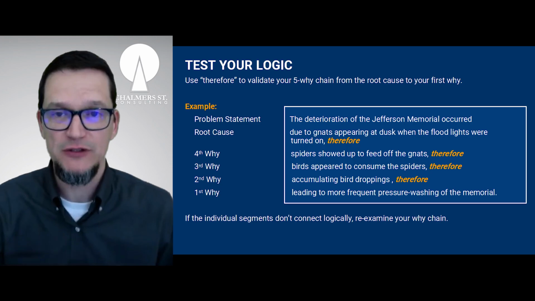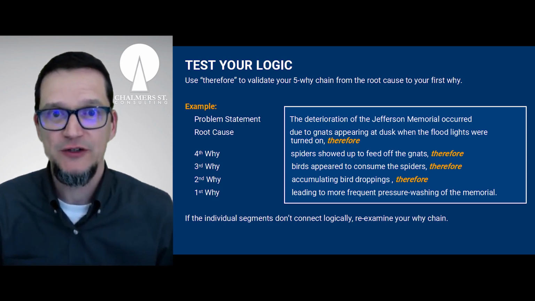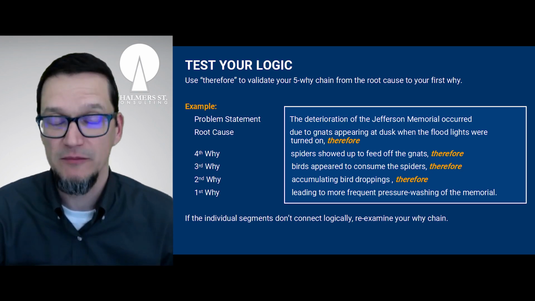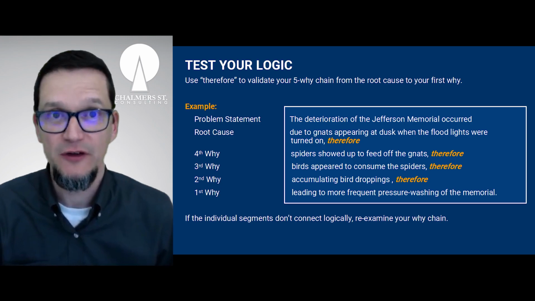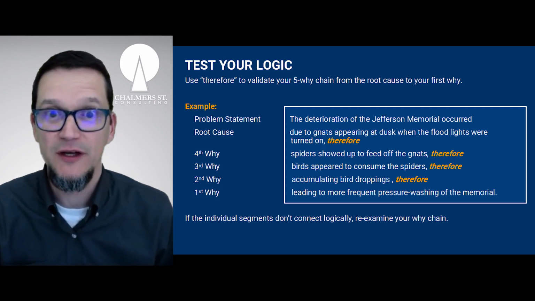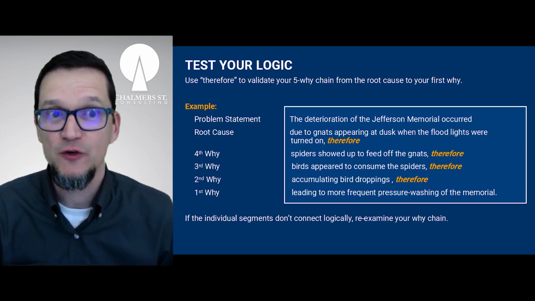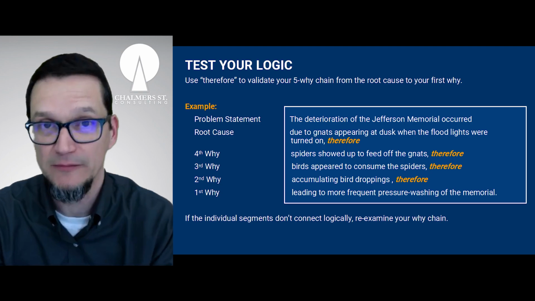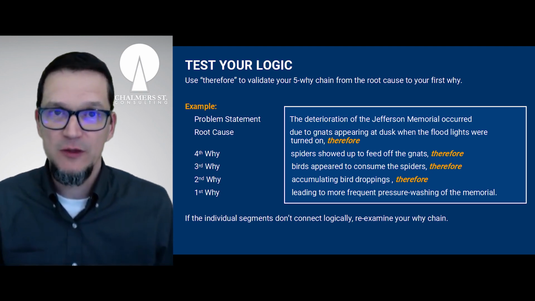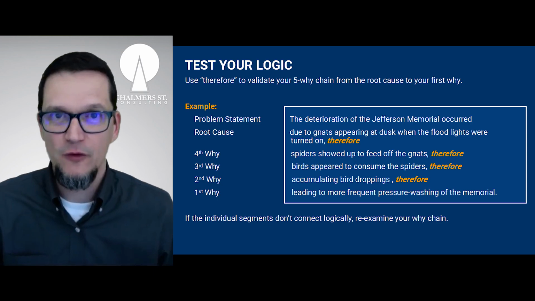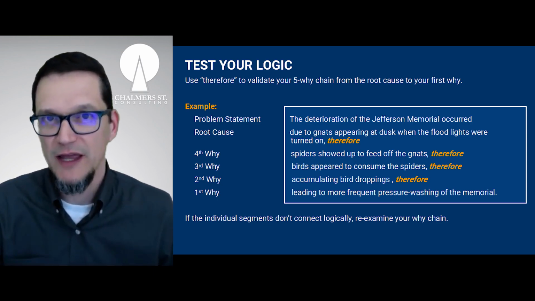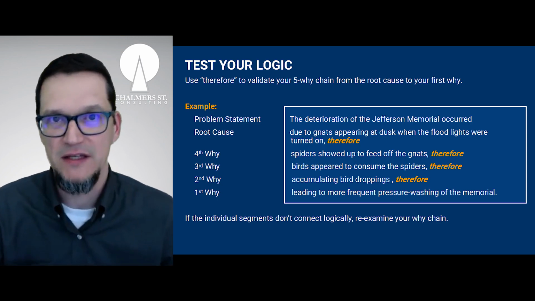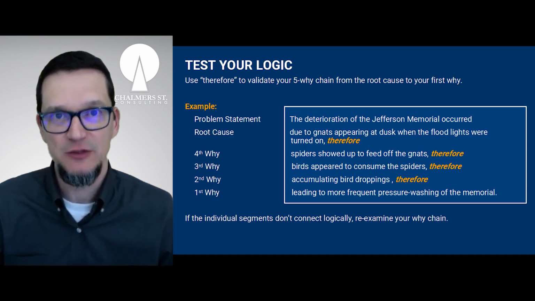So in this example, I'm just going to read this off for you, right? The deterioration of the Jefferson Memorial occurred due to gnats appearing at dusk when the floodlights were turned on. Therefore, spiders showed up to feed off the gnats. Therefore, birds appeared to consume the spiders, therefore accumulating bird droppings, therefore leading to more frequent pressure washing of the memorial. So I hope you see with this therefore reasoning, you're actually checking that the logic that you applied, digging deeper towards the root cause, makes sense, right? So you can draw a clear connection between the two.